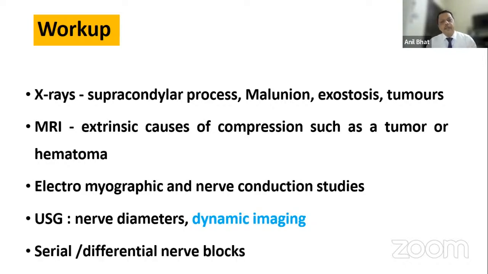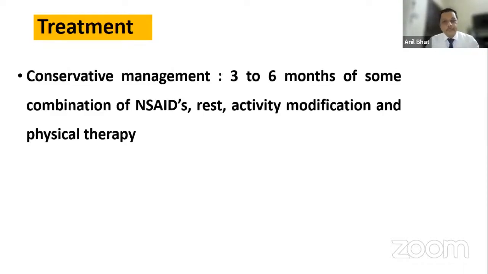The invasive ones, like differential nerve blocks, can be used rarely when there's a lot of doubt about what's happening, and they might give some pointer as to where probably the compression is. Most of these compressive neuropathies, remember, unless there's a gross neurological deficit, conservative management is the first line. So at least 3 to 6 months of some combination of NSAIDs, rest, activity modification, and some therapy. Splints and braces can be used.